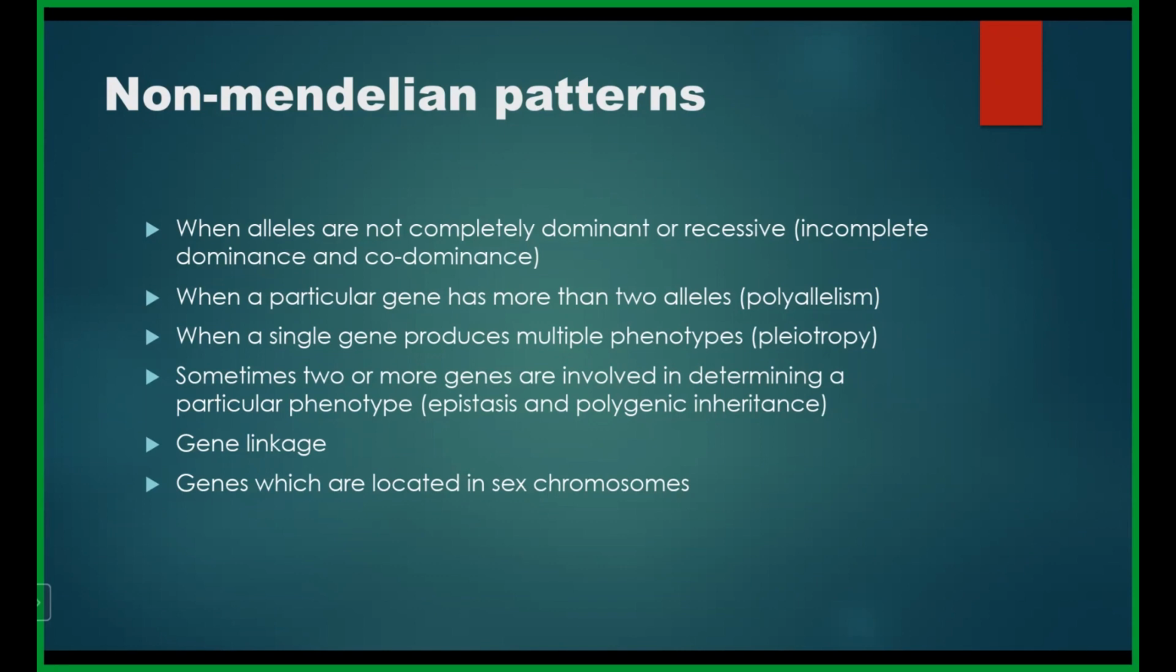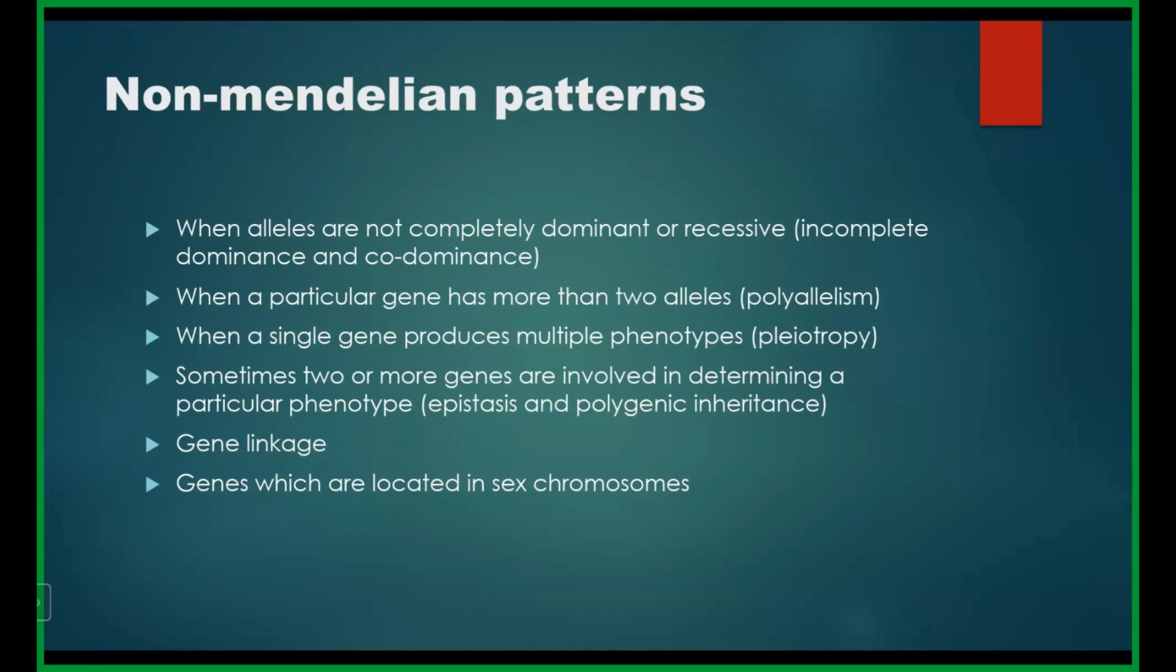The alleles could be not completely dominant or completely recessive, which means in pea plants, we had tall plants and short plants, and when they were heterozygous, they expressed the phenotype of tall plants. But here, the alleles are not completely dominant or completely recessive, so in the heterozygous state, they would show a mixture of both phenotypes. This type of inheritance pattern is called incomplete dominance and codominance.